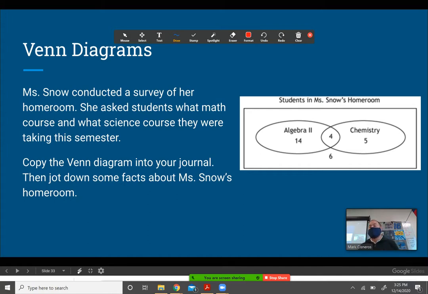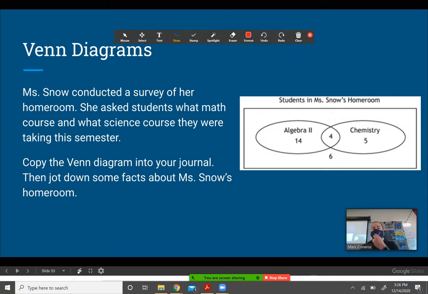How many students take both Algebra 2 and Chemistry? Claudia says 4. You guys agree? We all know from way back, like 5th grade, that when these two overlap, whatever's in the middle applies to both. So there's 4 students who take both Algebra 2 and Chemistry. How many students take neither Algebra 2 nor Chemistry? 6. There's 6 students that take neither one of them. Otherwise, they would be in either of these two bubbles. You guys agree? All right.